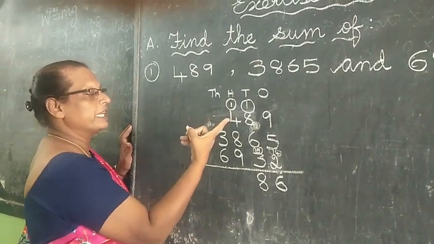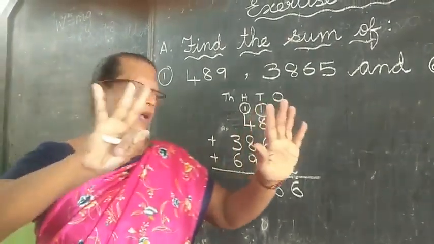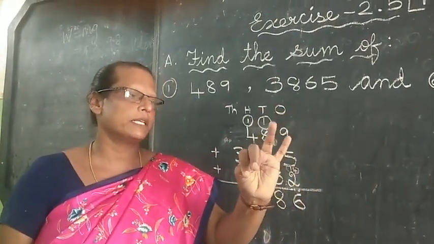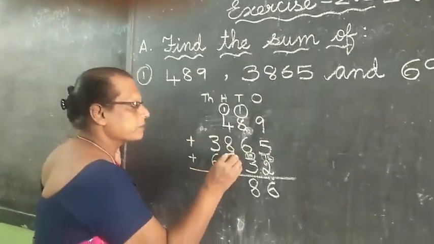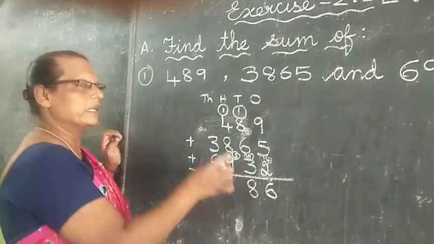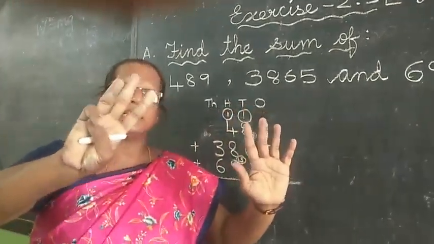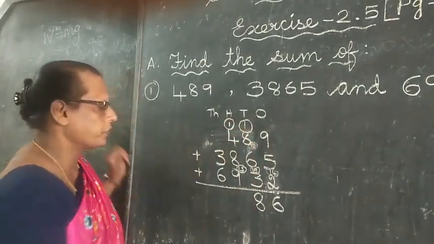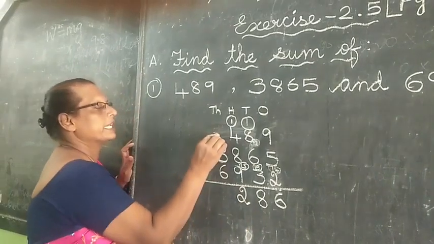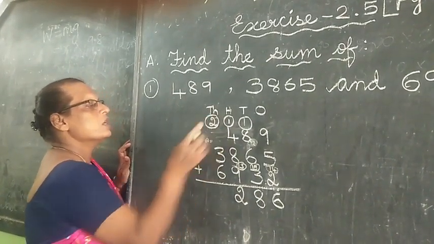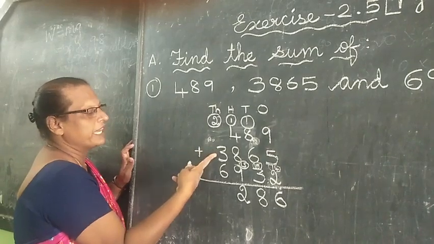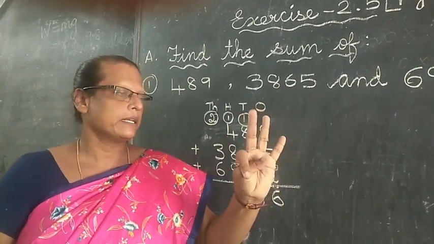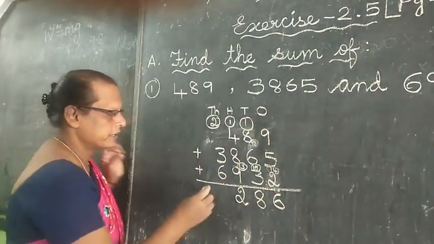1 plus 4, 5. 5 in the mind, 8 on the fingers. After 5: 6, 7, 8, 9, 10, 11, 12, 13. So here 13 comes. So 13 in the mind, 9 on the fingers. After 13: 14, 15, 16, 17, 18, 19, 20, 21, 22. So 2 you have to put here and carry over you can put here itself. Here no number. 2 plus 3, 5. 5 in the mind and 6 on the fingers. After 5: 6, 7, 8, 9, 10, 11.